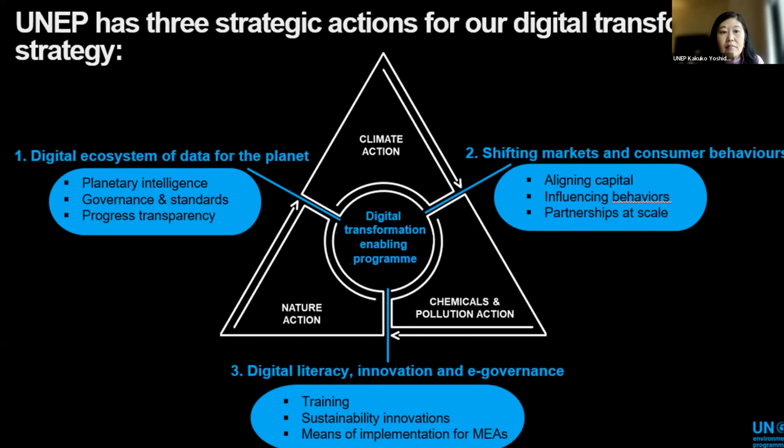Now, within it, we have a brand new sub-program called Digital Transformation. In this digital transformation, we have 3 aims. 1, a digital ecosystem of data for the planet is enabled through the digital engagement of UNEP. Also, with the use of digital technology and transformation, we will shift the market and consumer behavior. And lastly, we would like to contribute, working with partners like the Asian Institute of Technology and many others, to promote digital literacy. We know that there is a digital divide.